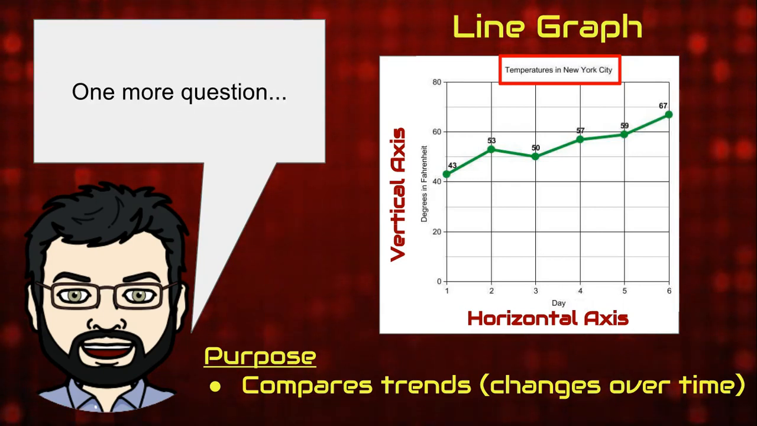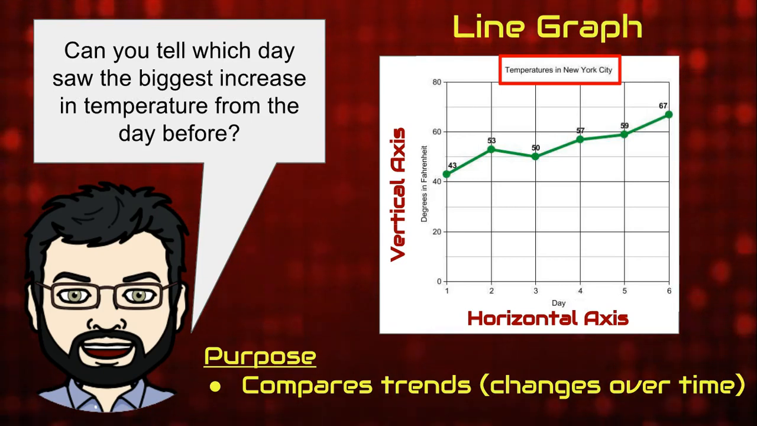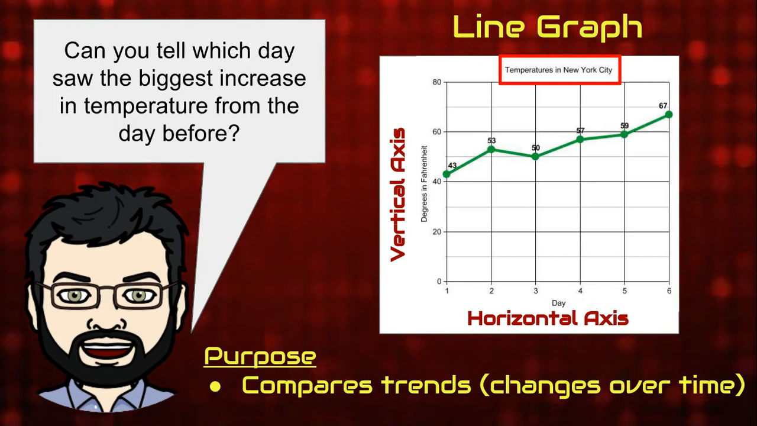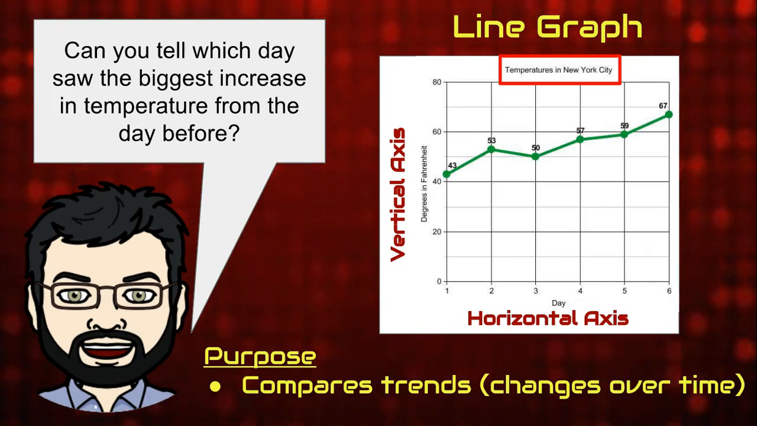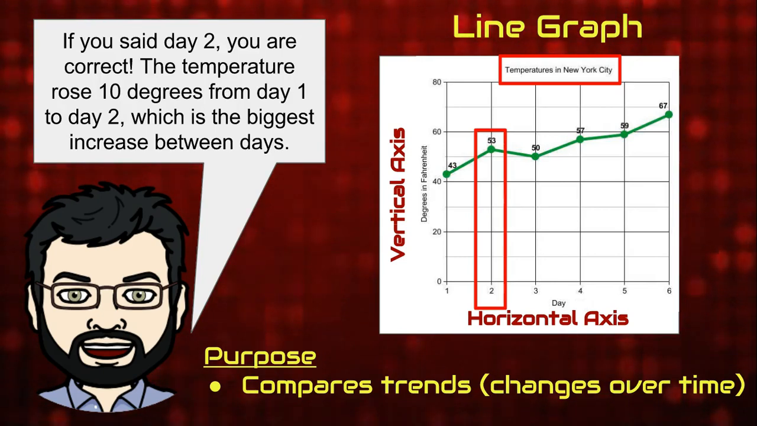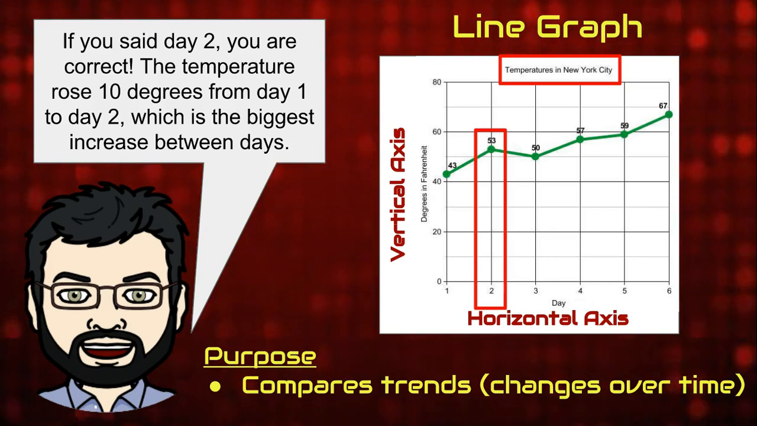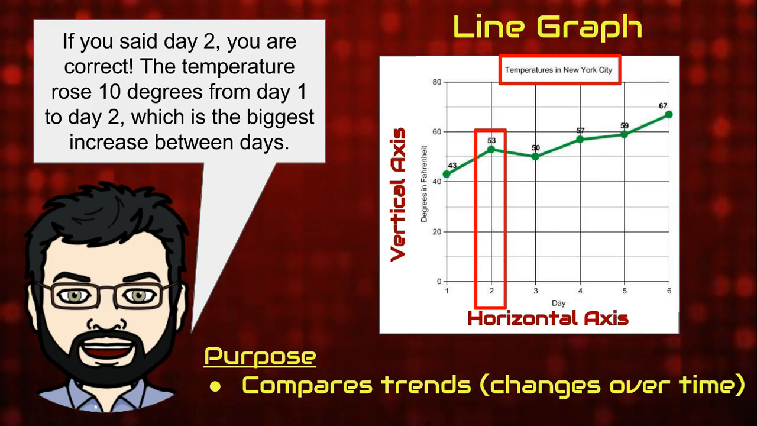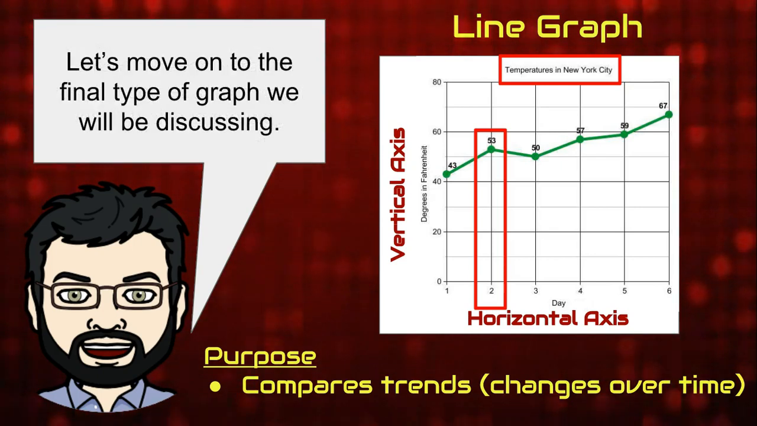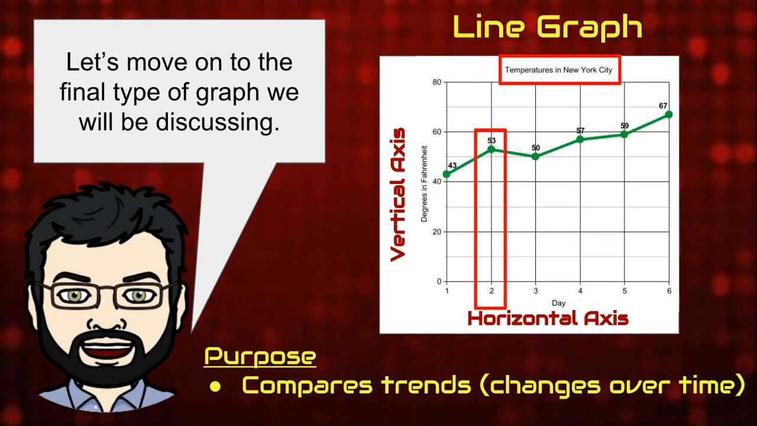One more question. Can you tell which day saw the biggest increase in temperature from the day before? If you said day 2, you're correct. The temperature rose 10 degrees from day 1 to day 2, which is the biggest increase between days. Let's move on to the final type of graph we will be discussing.